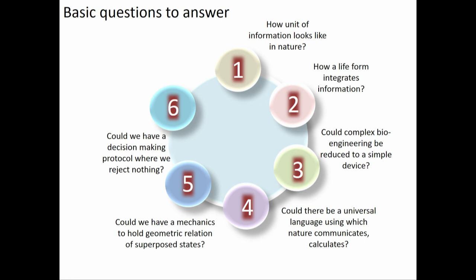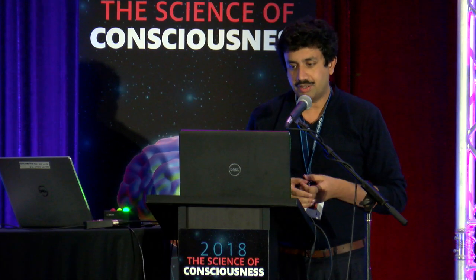The basic questions that people try to answer are: how does the fundamental unit of information look in nature, or in our brain, to understand consciousness? And suppose multiple life forms are there and they are talking to each other without any programming, without any algorithm. How do they manage to converse for hours, or continuously throughout their lifetime? Is there any mathematics or any protocol?